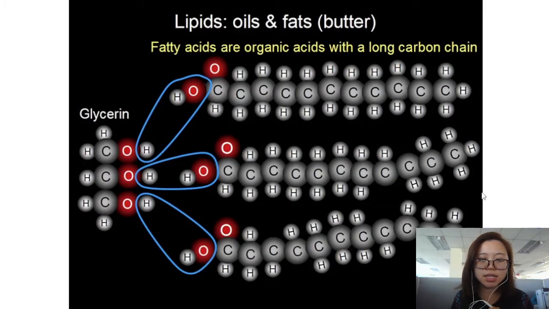Okay, so this is just a diagram to show how the lipids look like when you look at the atoms one by one. So di sebelah sini yang merah-merah tu adalah oksigen ya. Jangan terbingung.